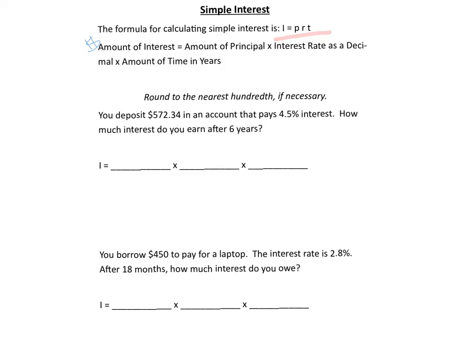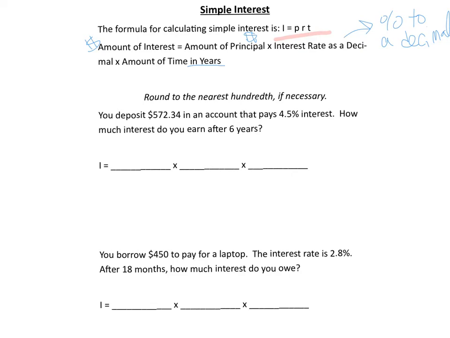P is principal. That is money that you deposit into a savings account or that you add on to a credit card. R is going to be rate as a decimal, meaning you have to take the percent and change it to a decimal. And then the last part is time, but specifically it's going to be time in years. So it's not going to be in months, it's got to be in years.